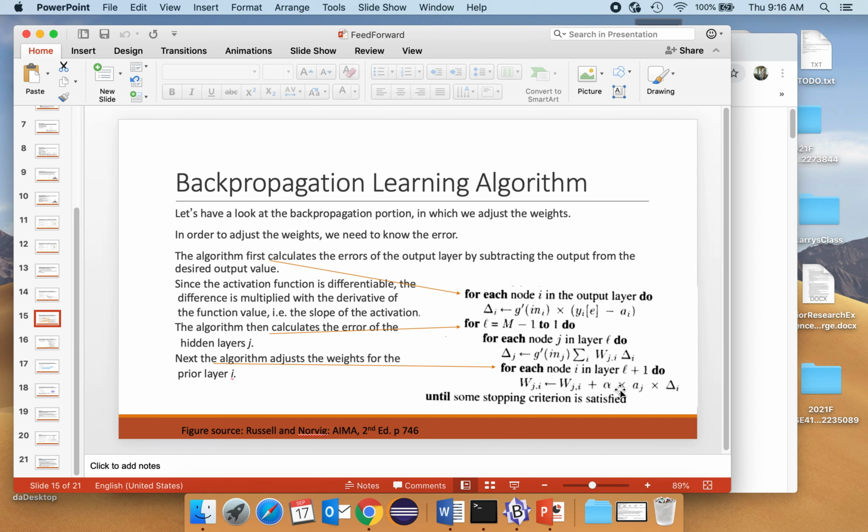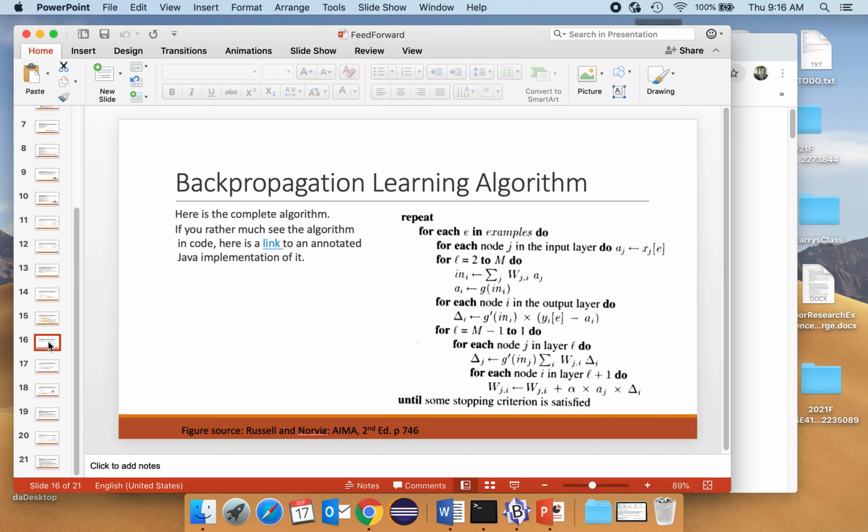Remember, we're adjusting the weights based on the error, the learning rate, as well as how important the incoming node's value is to us. The idea is, if it has a high value, it must be important. So we probably want to adjust the weights more quickly than if it is a low value. That's the idea of that one.